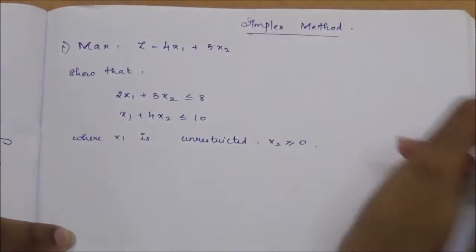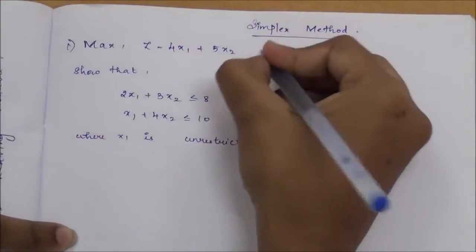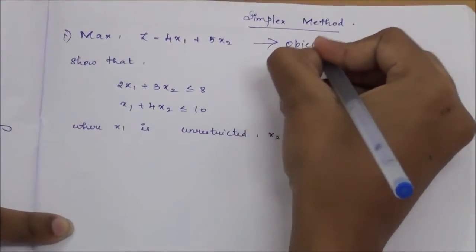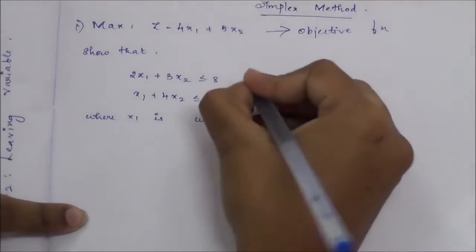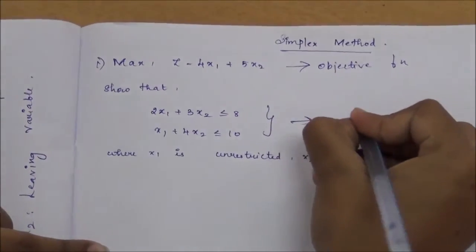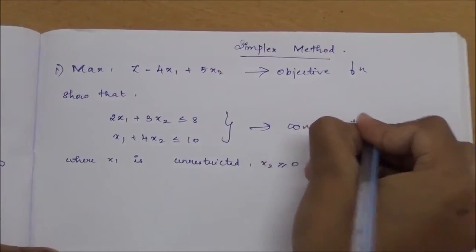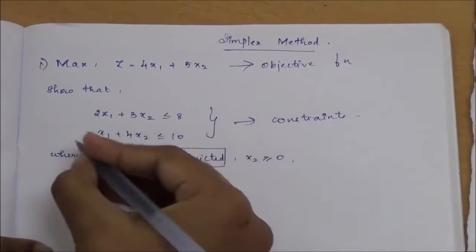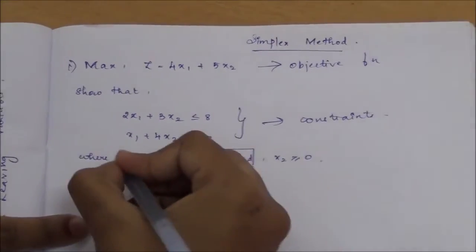Let's solve an example for the simplex method. This is the problem and this is the objective function in the problem. And these two are the constraints. Since there is an unrestricted variable in this problem, we have to substitute two new variables for this variable.